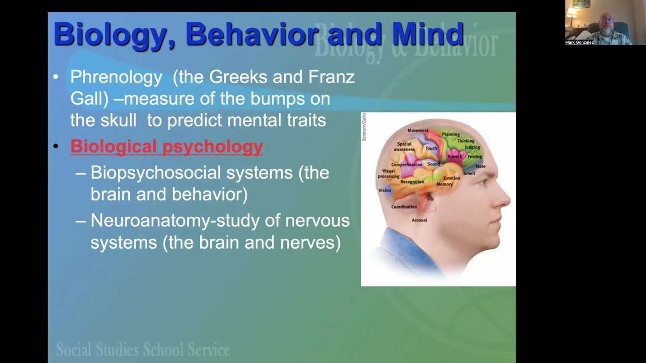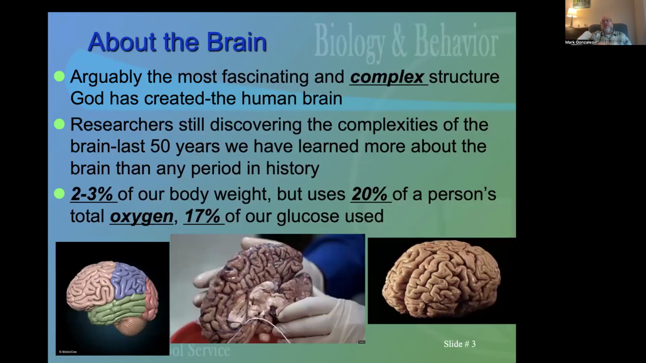But that's at least the early part of theories that what is happening up here is definitely affecting behavior and the psychological. So, again, biopsychosocial systems, brain and behavior, that's topic one. And then the second topic of this unit is essentially neuroanatomy, the study of the nervous system, the brain, and the nerves working in tandem with each other. So, let's get into the brain itself.